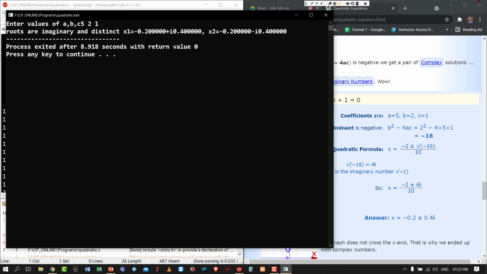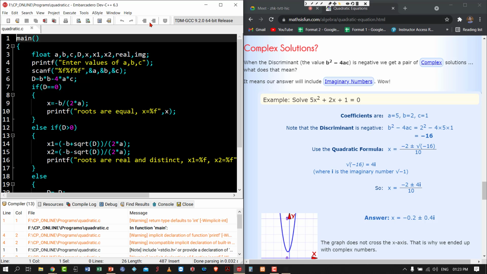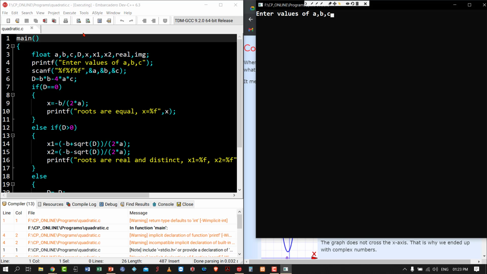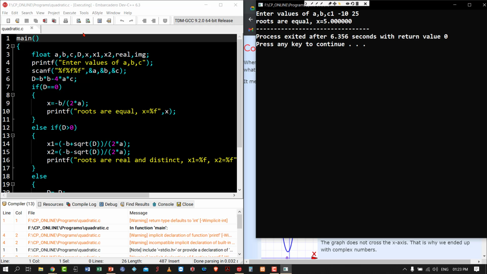For equal and distinct, we will try our own example, something like x minus 5 the whole square, which means x square minus 10x plus 25. We will check the first case also. So I am giving 1, minus 10 and 25. So roots are equal, x equal to 5. Anyway, our program is correct.